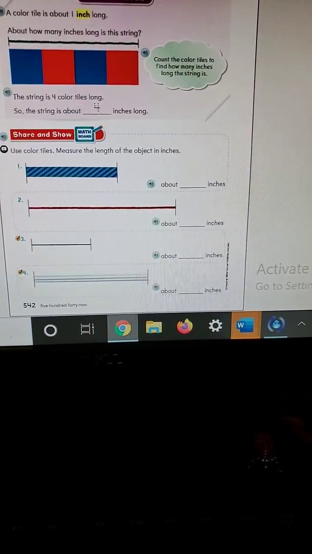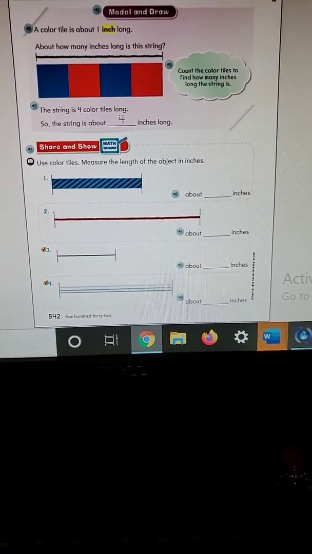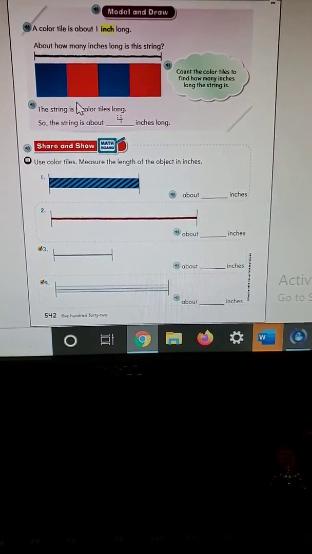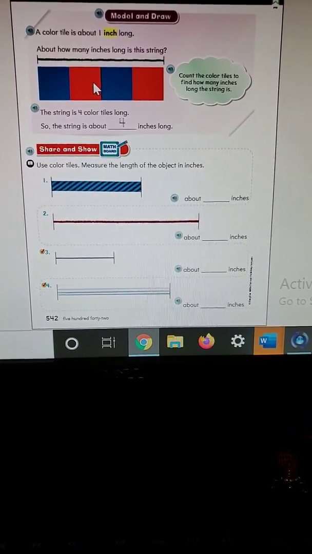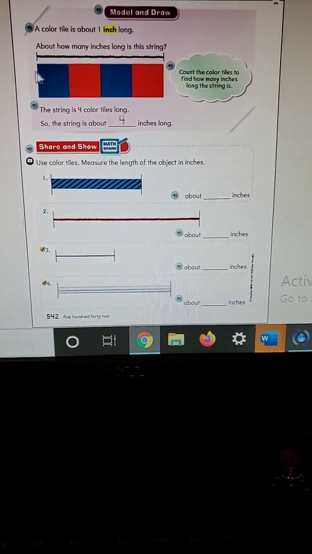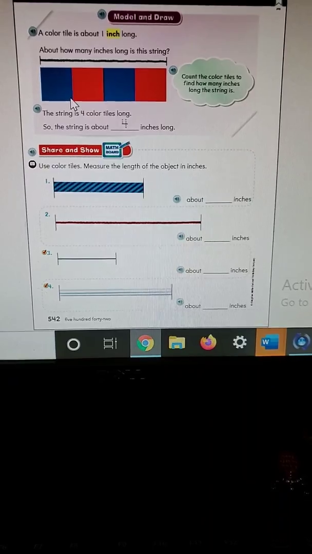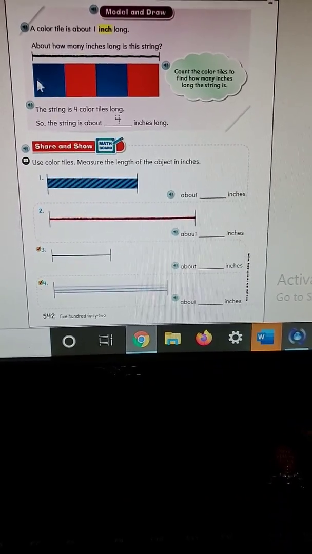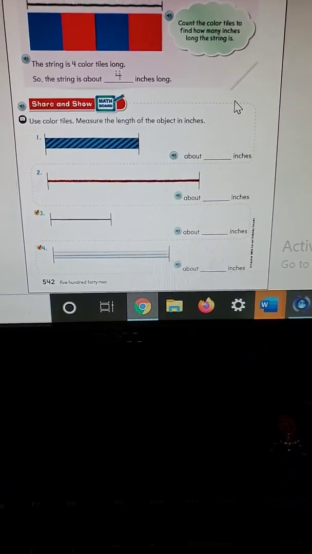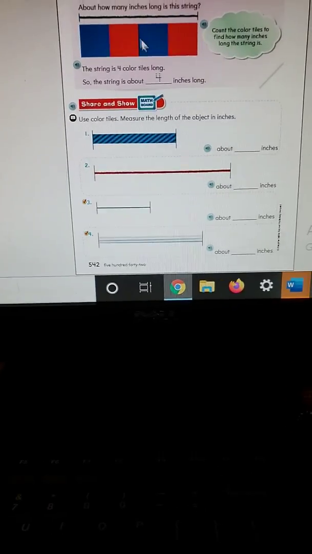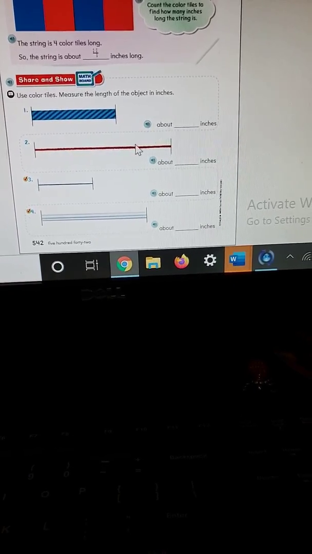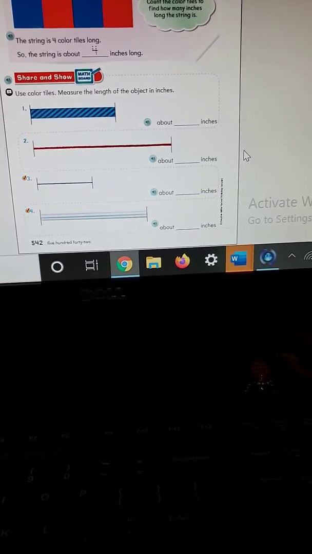So let's go to your first page, and they wanted you to measure this string right here using these blocks, okay? So how many blocks long is it? We have 1, 2, 3, 4. From beginning to end, it's 4 blocks long. If each one of these blocks, or tiles as they are calling them, is 1 inch, then how many inches long is this string? It's going to be 4 inches, okay? So down here, if we use those same tiles that are up here to measure these lengths down here, we would have to figure out about how many inches it is.